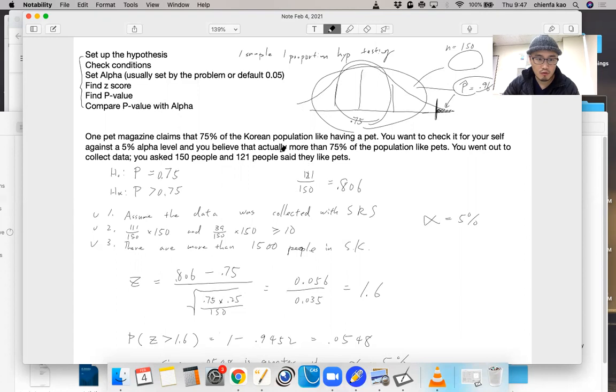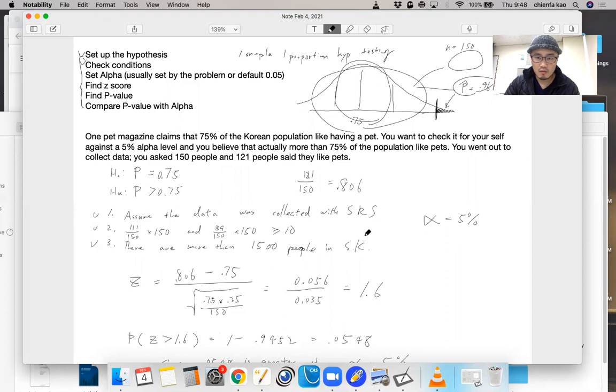Okay, so the second thing is check conditions. This is a proportion, so you need to have the three conditions for proportion. SRS, the population is more than 10 times the sample size, 1,500. Make sure that the sample size times the proportion is greater than 10, and then the sample size times 1 minus p is greater than 10. Okay, that's finished. So check. Set your alpha level. The alpha level is set to be 5%. That's what I did.